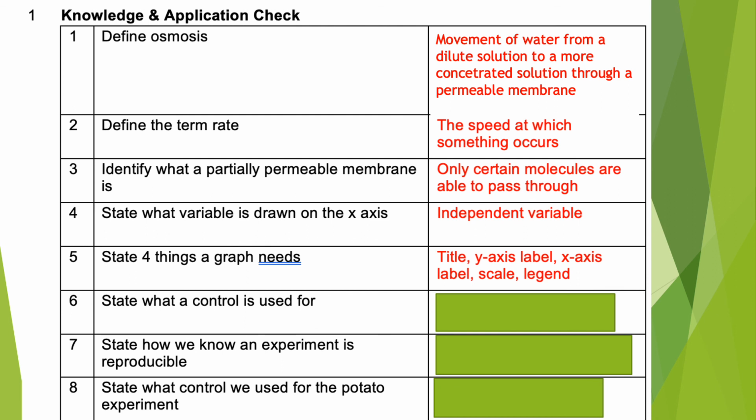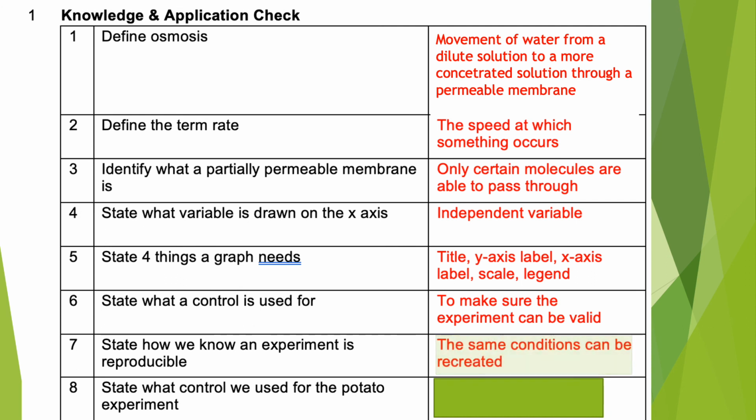Number 6, state what the control is used for. So going back to the do not questions in lesson 9, your control variable is the one that stays the same throughout your experiment. The reason for your control variable is to make sure that the experiment can be valid. Number 7 then asks, state how we know an experiment is reproducible. Reproducible means that you can do it again and again and again. So you have to make sure that you can meet those same conditions so that you can recreate the experiment.